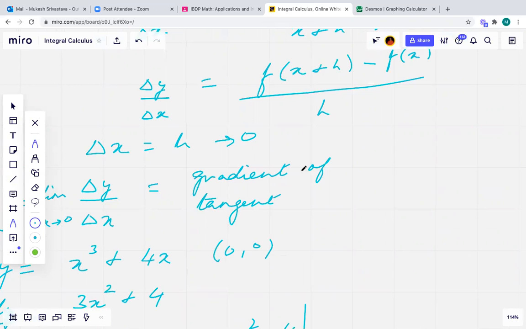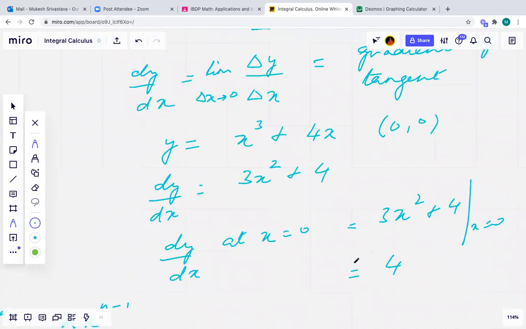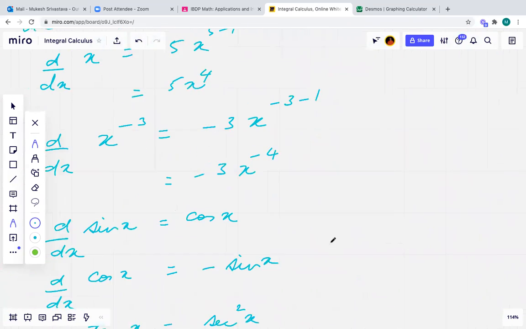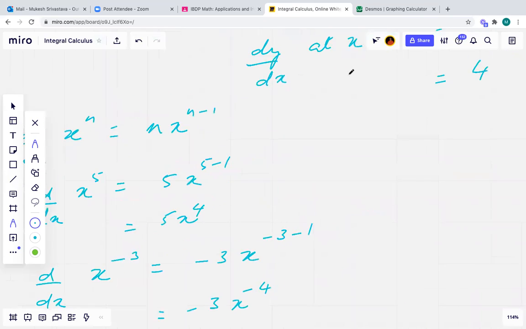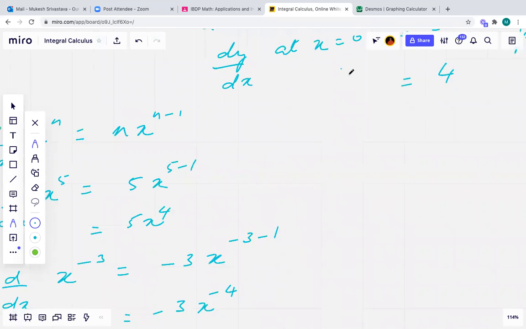I will prove that the derivative of x raised to 3 is 3x squared. By the rule, x raised to n gives n x raised to n minus 1, so x raised to 3 gives 3 x raised to 3 minus 1, which is 3x squared. That's the easiest thing without wasting much time.